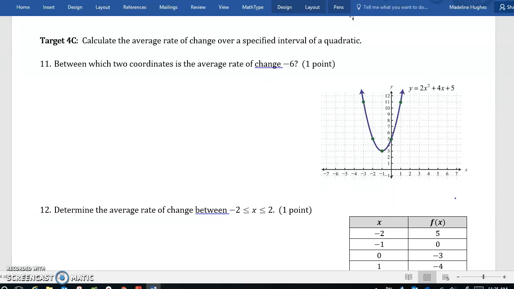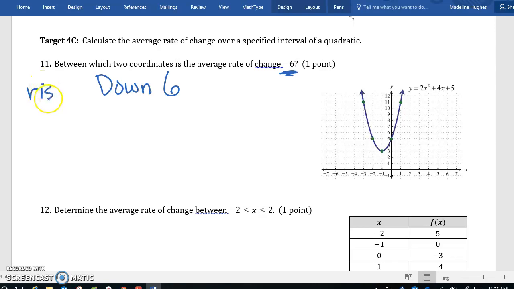We're looking at target 4C in this video. Number 11 says, between which two coordinates is the average rate of change -6? Remember, -6 here is important. When something's negative, it means it's going down, kind of losing value depending on the situation. So we're looking for something specifically that is going to go down 6, right?